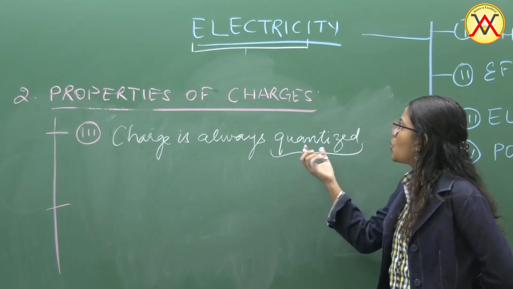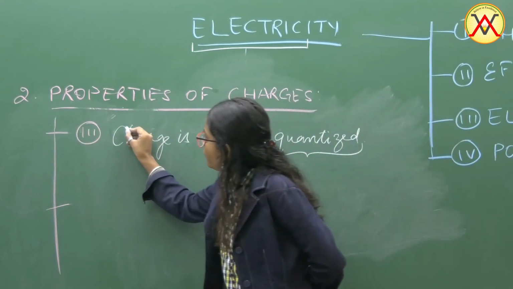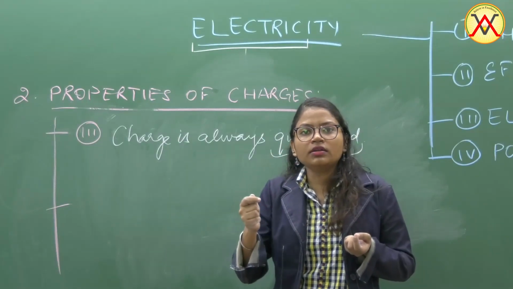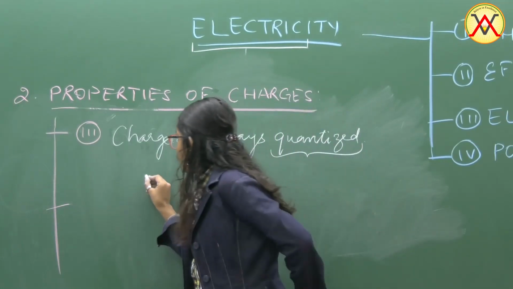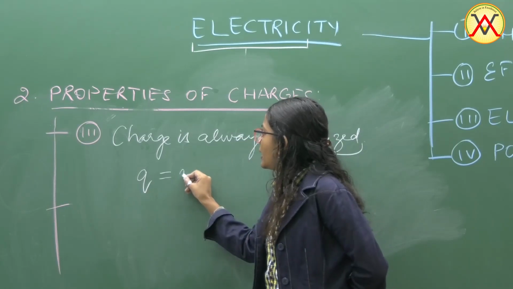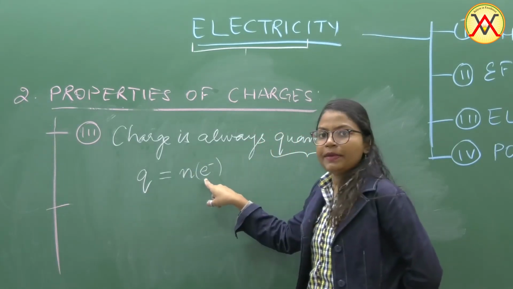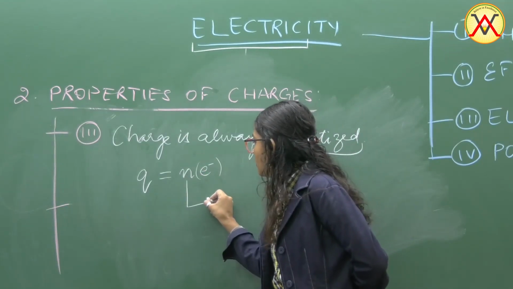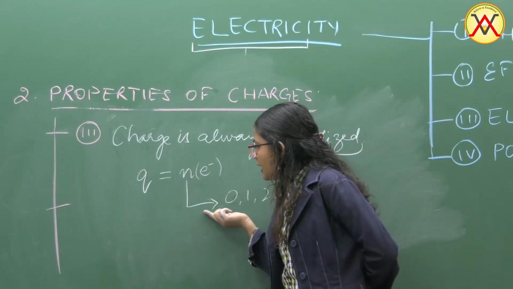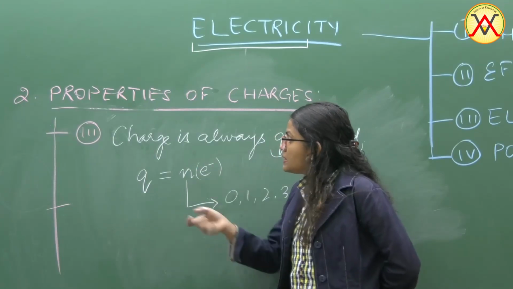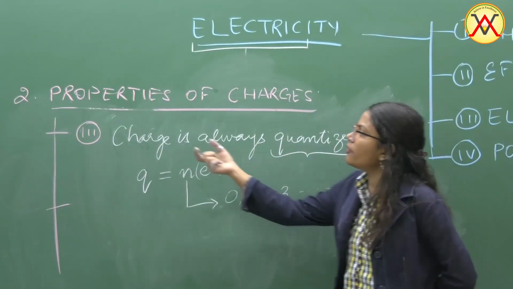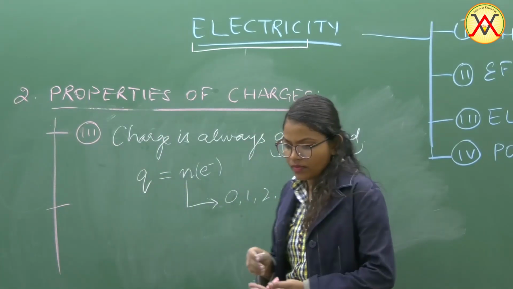Since we are saying this term quantized, in the sense that whenever one body gives out electrons, it gives out electrons in whole numbers, either 0 or 1 or 2 or 3 or 4. Alright? That means charge, we'll be denoting total charge on a body by the letter small q. Small q equals n into e. This e being the charge on one electron, and n is nothing but your whole number 0, 1, 2, 3, likewise. Since only electrons are going to be transferred, and since we cannot transfer a fraction of an electron, that's why we say that charge is always quantized, or our third property is known as quantization of charge. Okay.